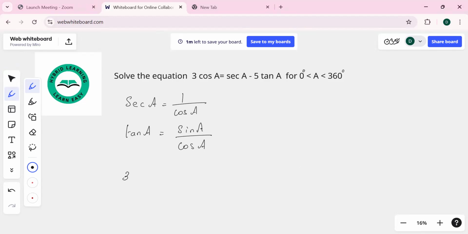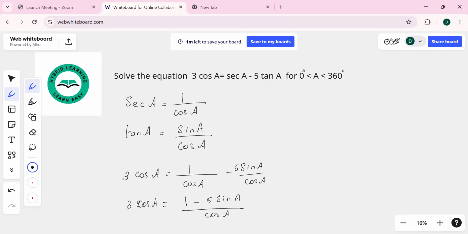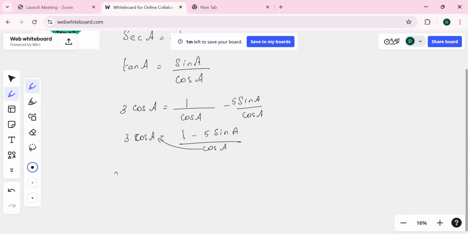So the equation is 3 cos A equals, instead of secant A, I can write 1 over cos A minus 5 sine A by cos A. Here the denominator is common, so I can write it as 1 minus 5 sine A divided by cos A, which is equal to 3 cos A. So we can move the denominator to the left side. That becomes 3 times cos square A equals 1 minus 5 sine A.